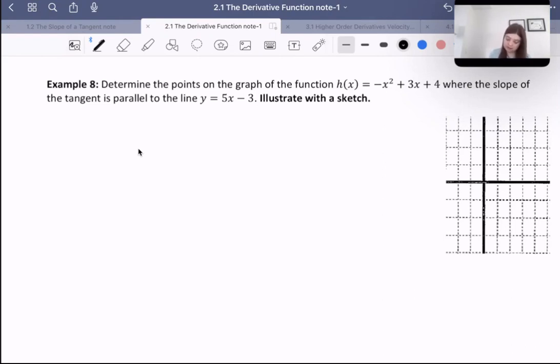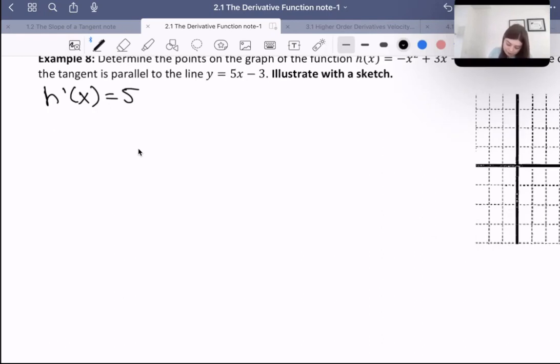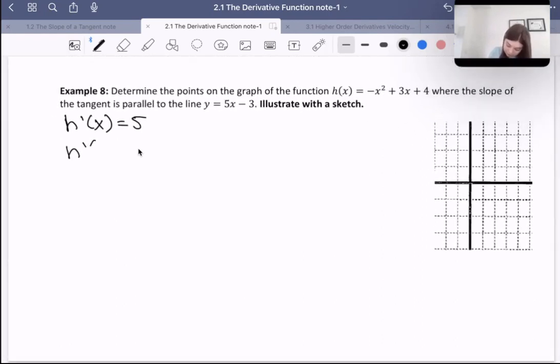So in this case, we want to set h prime of x equal to 5. Why? Because we know that the slope of this tangent line has the same slope as this other line, right? Because it says the lines are parallel. So that's how we know. Now back to the main point here. What else is h prime of x? If we take the power rule here, we'll get negative 2x plus 3, right? So therefore 5 is equal to negative 2x plus 3.